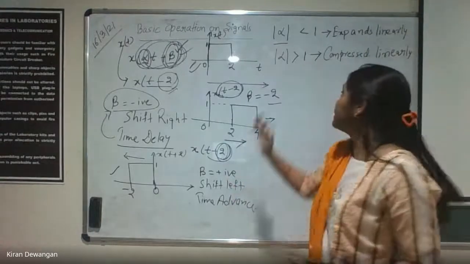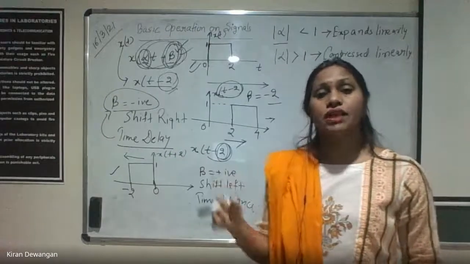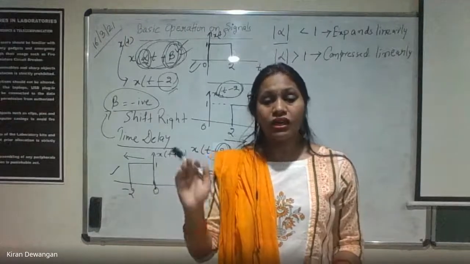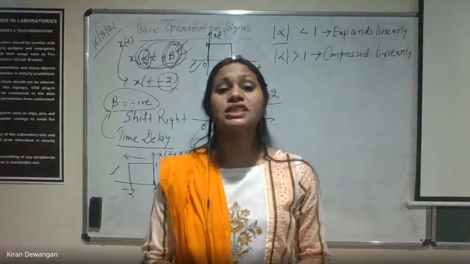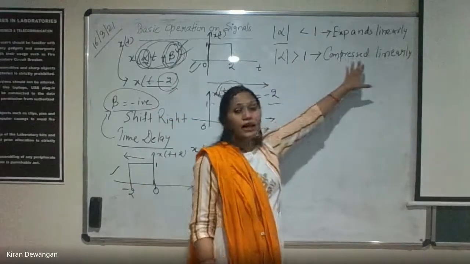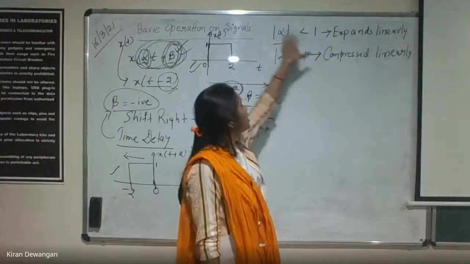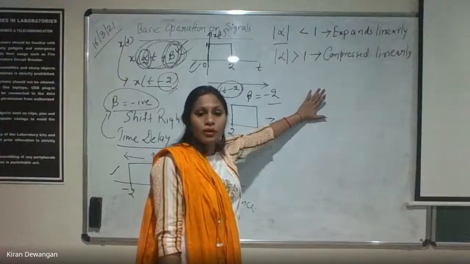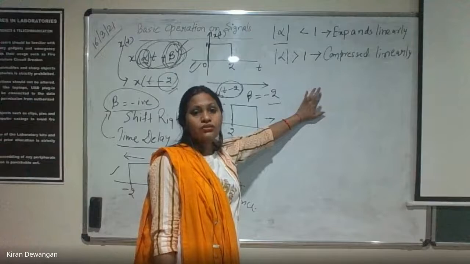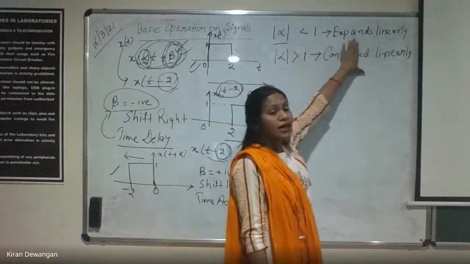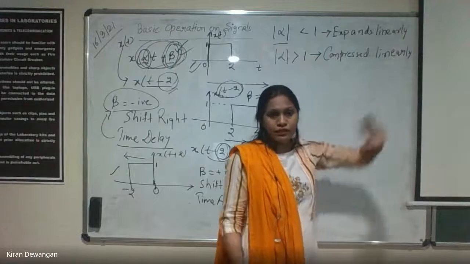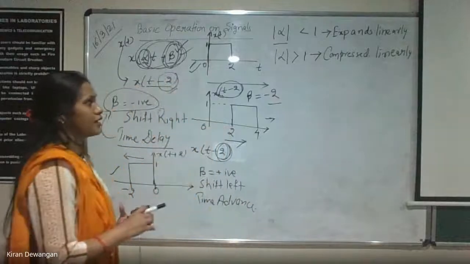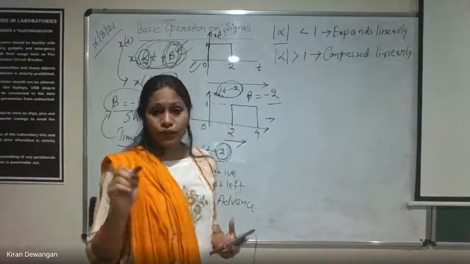If alpha is greater than 1, that is, if it is supposed to be 1.5, 4 by 3, 6 by 5, these values which are greater than 1, then accordingly the signal will get compressed. Now if mod of alpha is less than 1, meaning the value is less than 1, like 1 by 2, 2 by 3, 1 by 3, 3 by 4, then it expands. Okay? How the expansion and compression of the signal takes place, we'll see right now. These are the points that we need to remember.